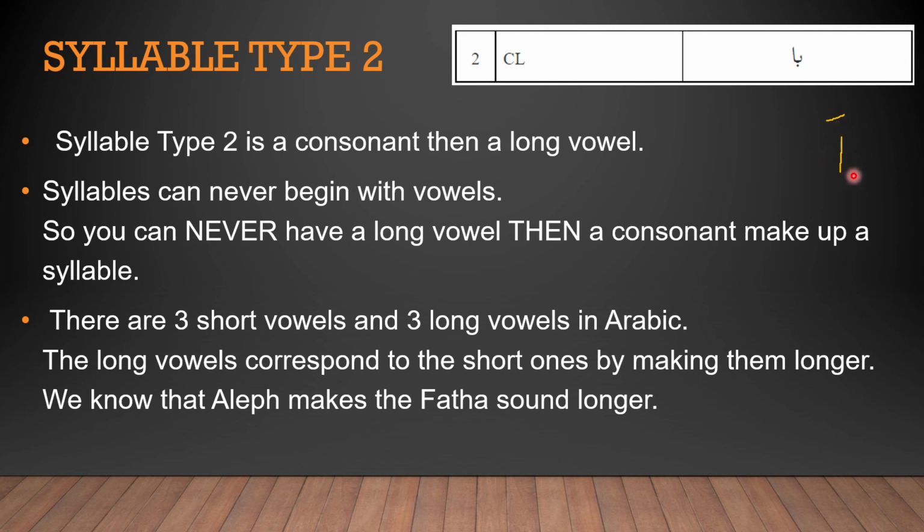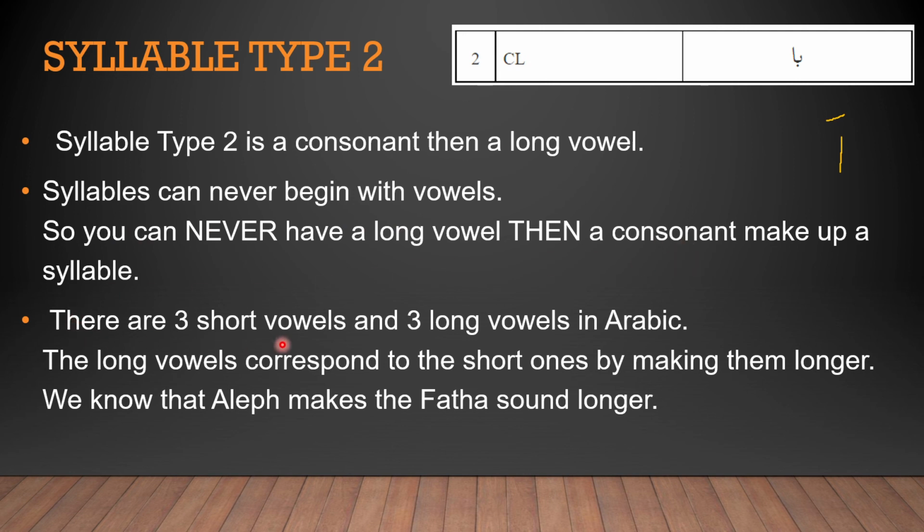This is not called a long vowel and then a vowel. It's called a consonant and then a vowel. So a syllable can never begin with vowels. In short, there are two types of alif. When alif is by itself in the middle of a word, that is called a long vowel. And when alif has another vowel on top of it or below it, it is known as a consonant, because it's also a consonant. So a syllable can never begin with a vowel, and you can never have a long vowel and then a consonant to make a syllable.